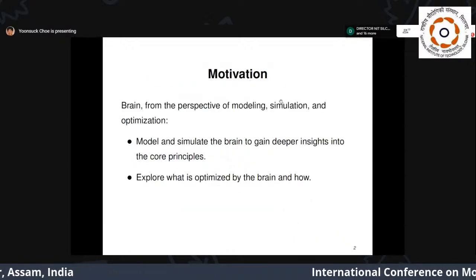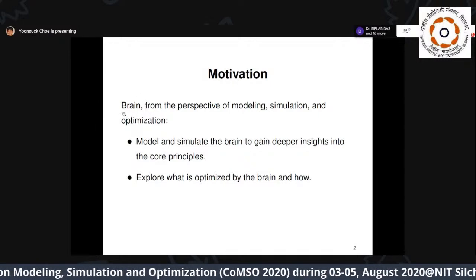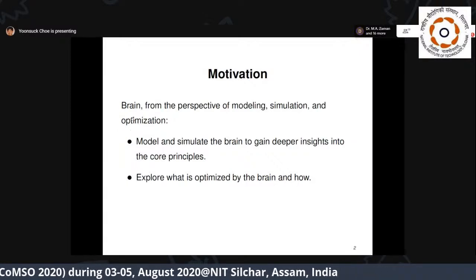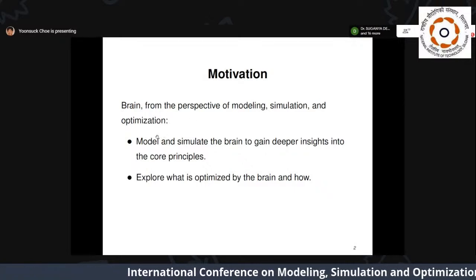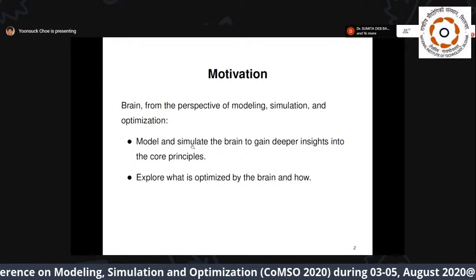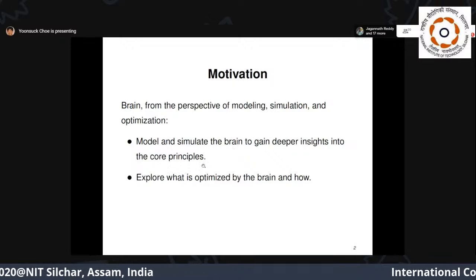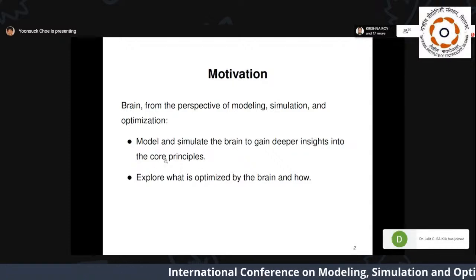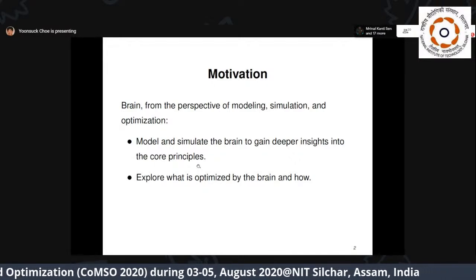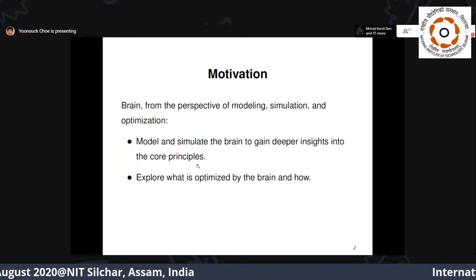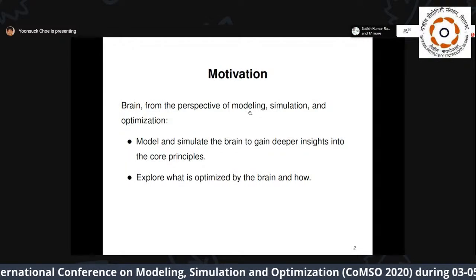So what's the motivation? This conference is about modeling, simulation, and optimization. So I wanted to look at the brain from the perspective of modeling, simulation, and optimization. How can we relate the brain to these three interesting tasks? First of all, we do a lot of modeling and simulation in computational neuroscience to study the brain, to gain deeper insights into the core principles. And once we start speaking about these principles, optimization suddenly pops up. What does the brain optimize, for example? These are the principles that the brain implements. So this is an interesting way to think about brain science and its relationship to modeling, simulation, and optimization.